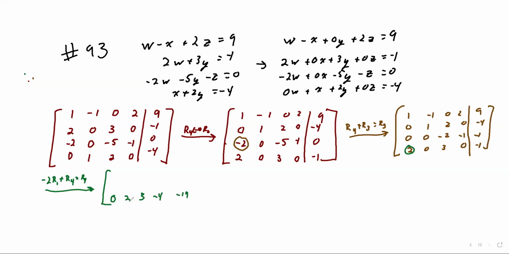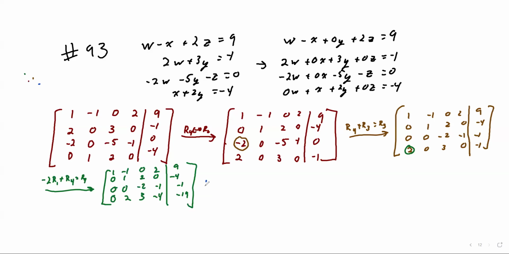Next goal is to make this a 0, and I'm going to need row 2 to do that. So I'm going to have to rewrite some of this. Key to this, try to stay as organized as you can. Try a different color.